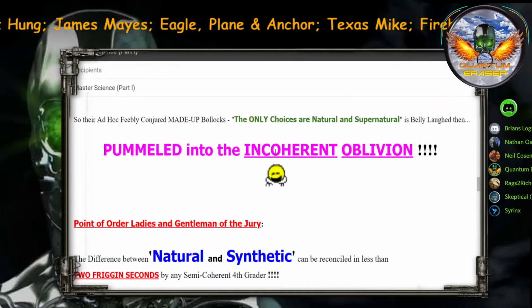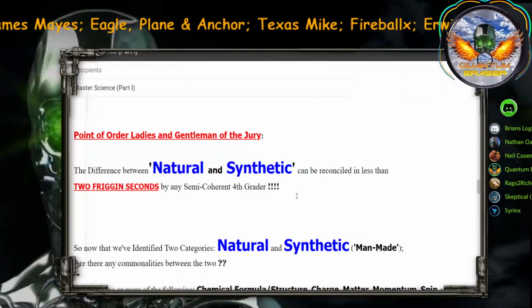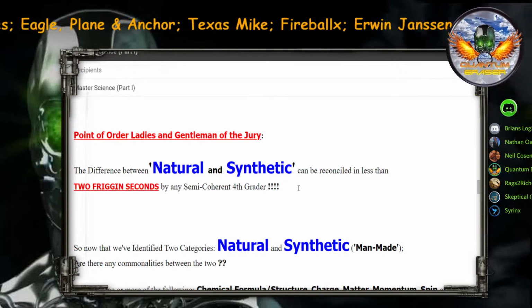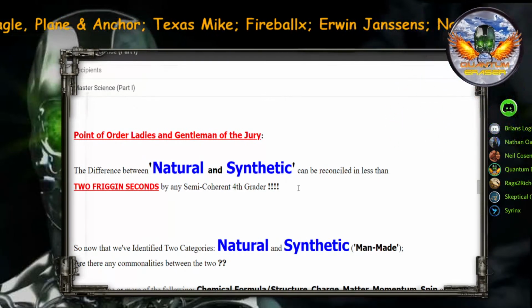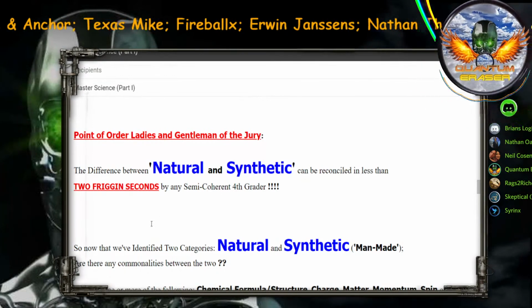Point of order, ladies and gentlemen of the jury. The difference between natural and synthetic can be reconciled in less than 2 seconds by any semi-coherent fourth grader in between iterations of Candy Crush. That's it. This is a belly laugher.